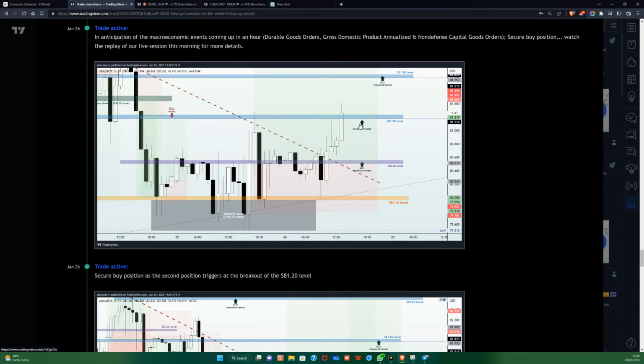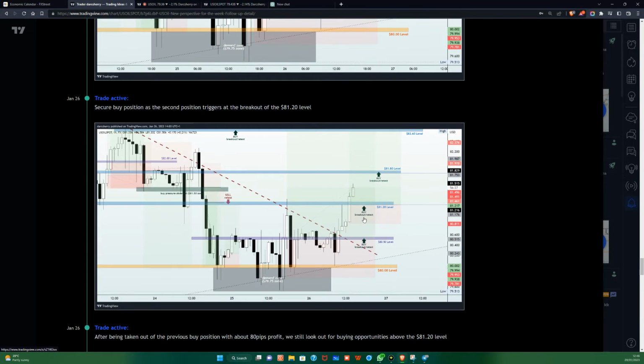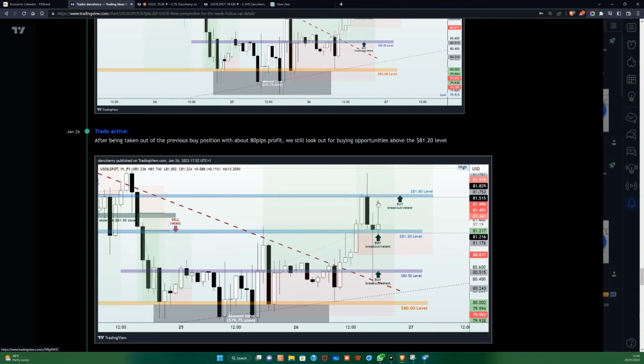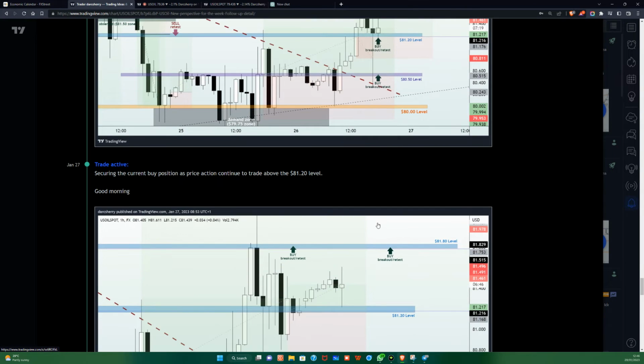We added more position at the breakout of the $81.20 level. As you can see here, we also anticipated another position at the breakout of the $81.80. Though we didn't have that happen, we saw selling pressure come in. And in fact, it was quite a choppy situation, but we were able to make some profit out of this scenario.